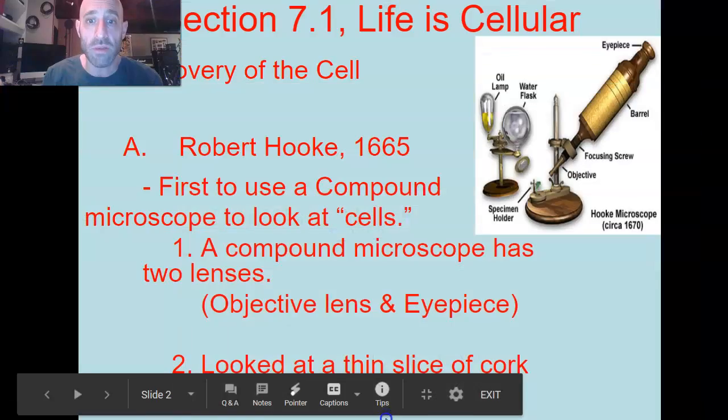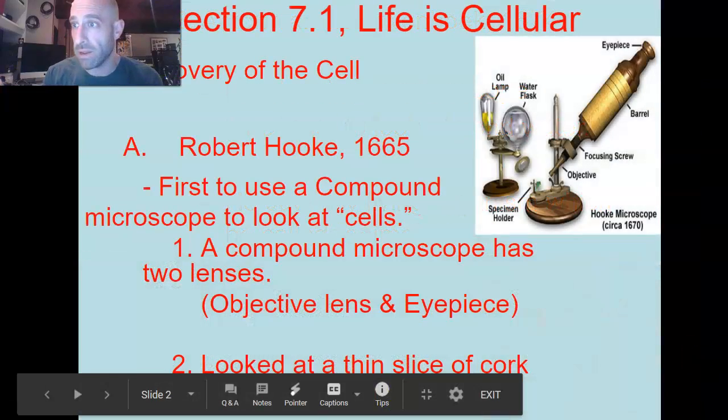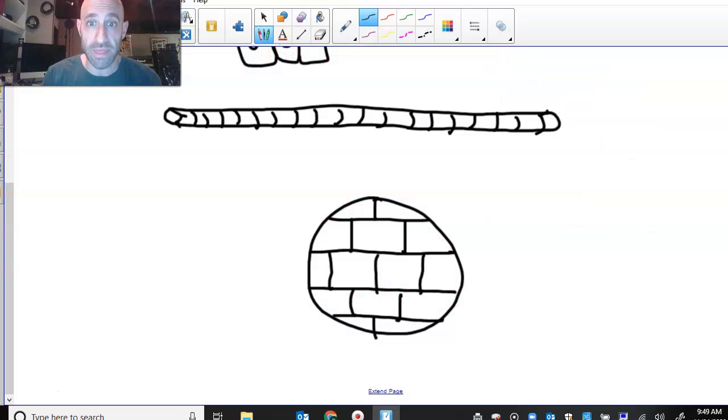And what he saw when he looked under the microscope at cork is he saw something that looked like this. This would be in the microscope, and he saw something that looked like a bunch of boxes. He didn't know what they were at the time, but what he figured out was, okay, well, these little individual pieces must be what this cork is made out of.